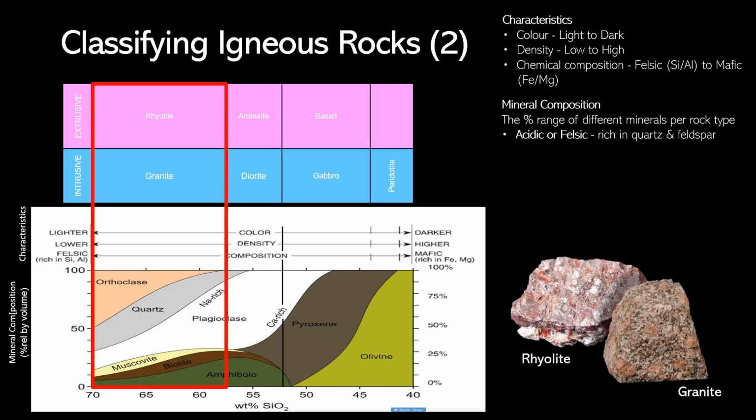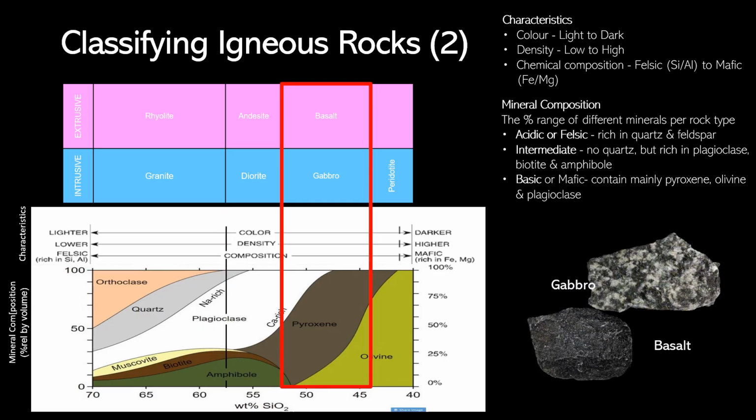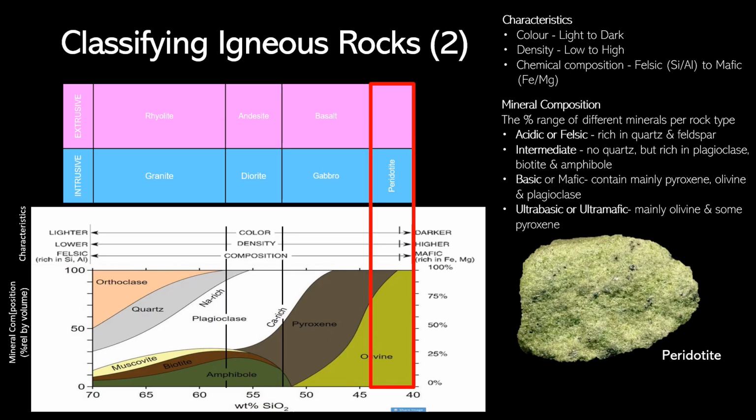Acidic, or felsic, contain lots of feldspar and quartz. Intermediate, contain virtually no quartz, but more plagioclase, biotite mica and amphibole. Basic, or mafic, contain mainly pyroxene, olivine and plagioclase, which are rich in magnesium and iron. Ultrabasic, contain mainly olivine, and some pyroxene, and are thought to be similar in composition to the Earth's mantle.